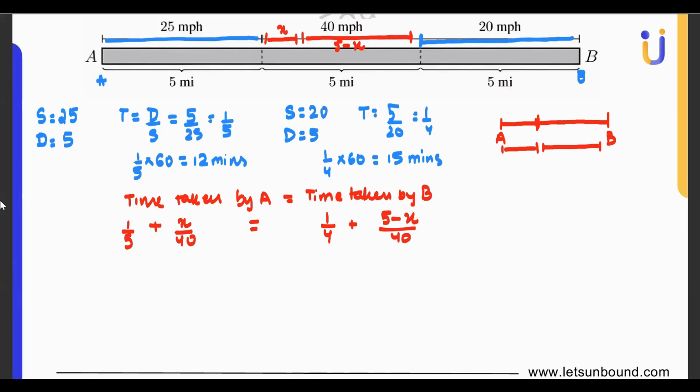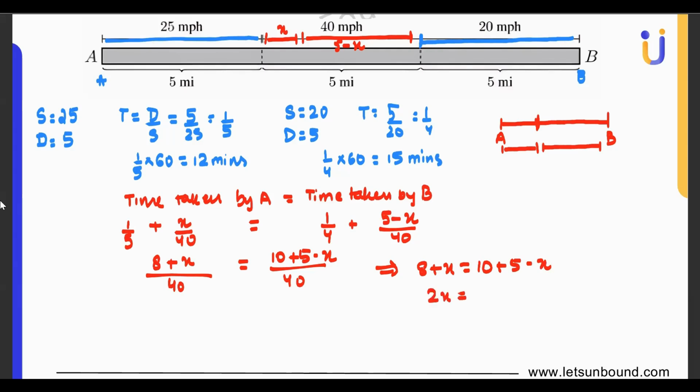Now we can take an LCM of 40 on both sides. This will give me 40 in the denominator, and the numerator is going to give me 8 plus X. Here also I can take an LCM of 40. This is giving me 10 plus 5 minus X. Easy to compare the equation. 8 plus X is 10 plus 5 minus X. This makes it 2x equal to 15 minus 8. 2x is equal to 7. X is equal to 3.5.